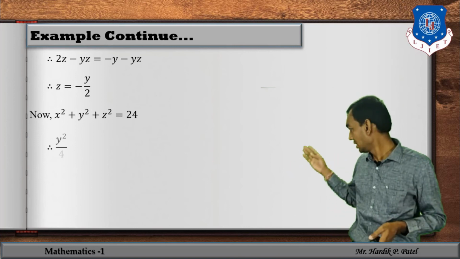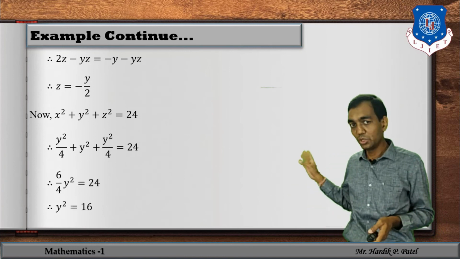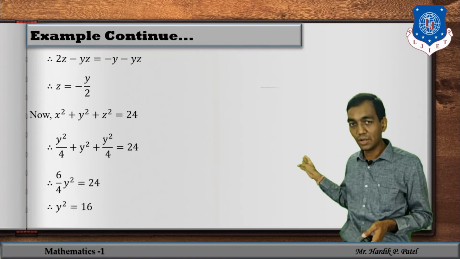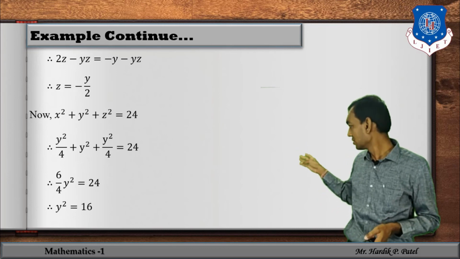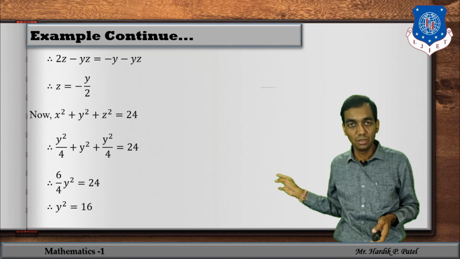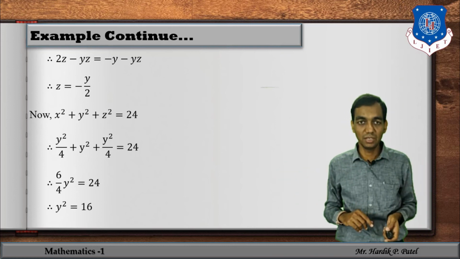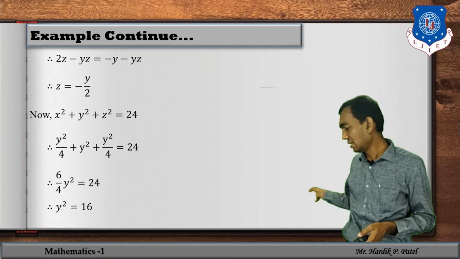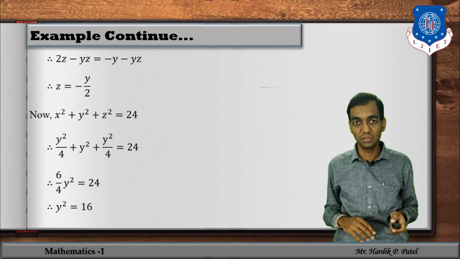Now we have the relation x square plus y square plus z square equal to 24. So put the relations x equal to y by 2, z equal to minus y by 2. Put all values, that will give y square by 4 plus y square plus y square by 4, that is equal to 24. So simplifying this, that will give y square equal to 16. So you will have y equal to plus or minus 4.